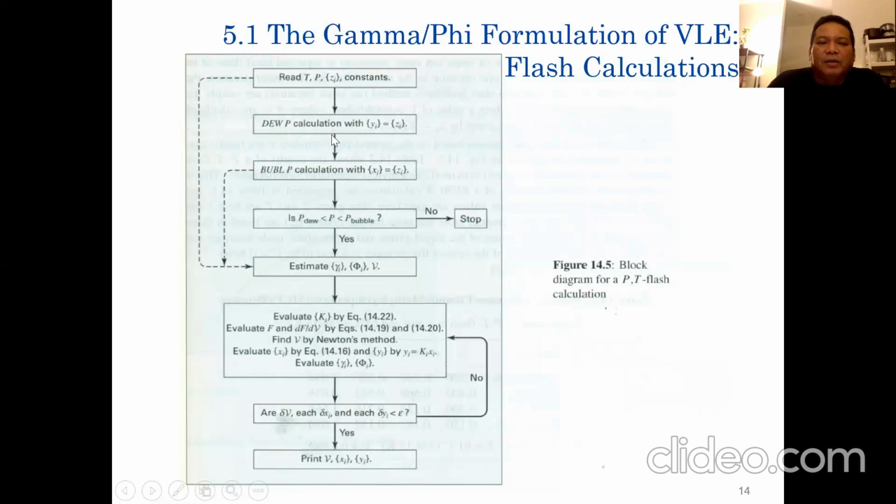And then we calculate the dew point, and after that we calculate the bubble point. If P is between the dew point and the bubble point, then proceed. If not, then stop, which means it's not possible to achieve that. If yes, then we estimate gamma, capital phi, and mu here.